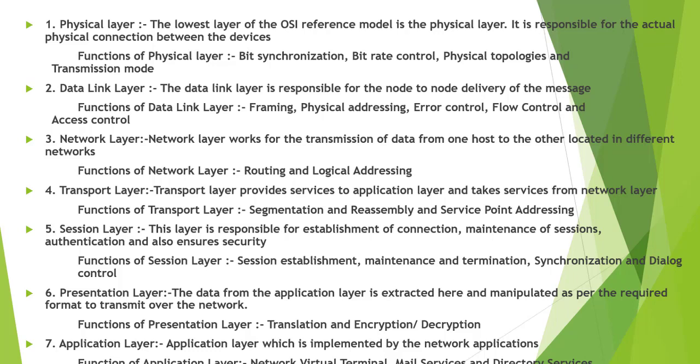At the very top of the OSI reference model stack of layers, we find the application layer, which is implemented by the network application. This application produces the data which has to be transferred over the network. This layer also serves as the window for application services to access the network and for displaying received information to the user. Some functions of the application layer are network virtual terminal, mail services, and directory services.